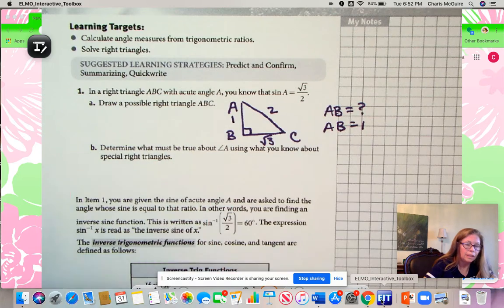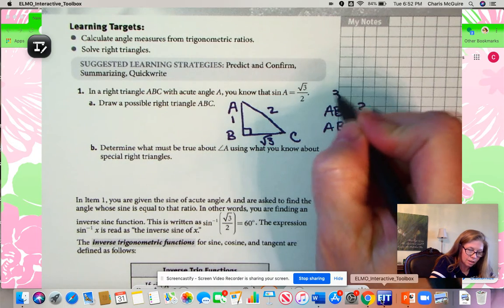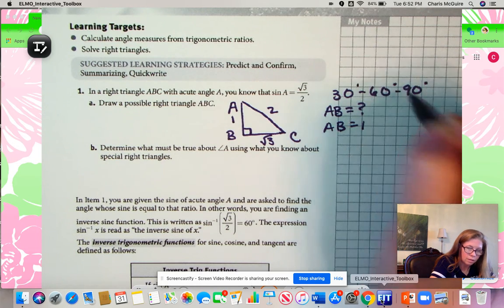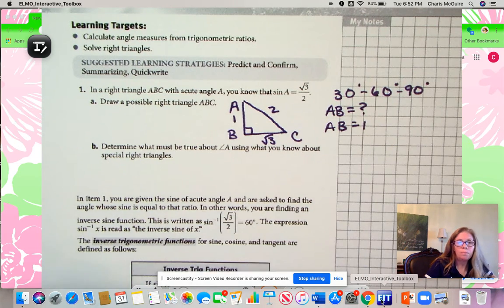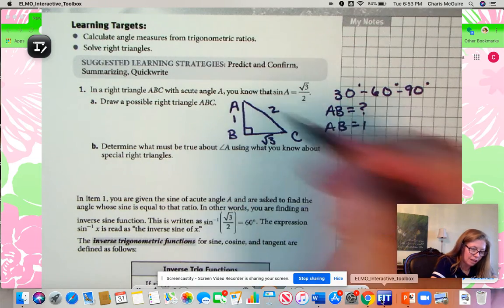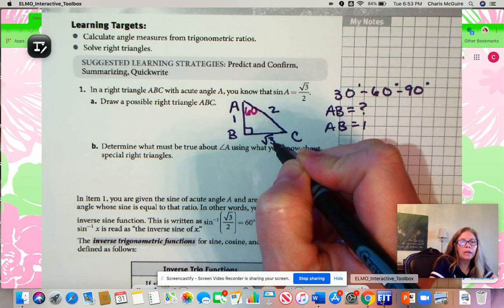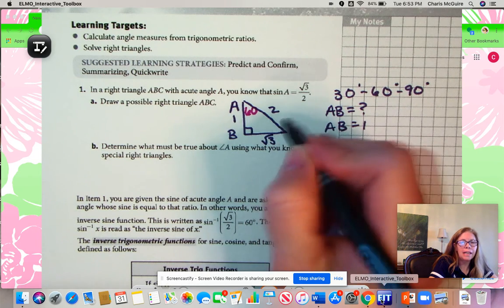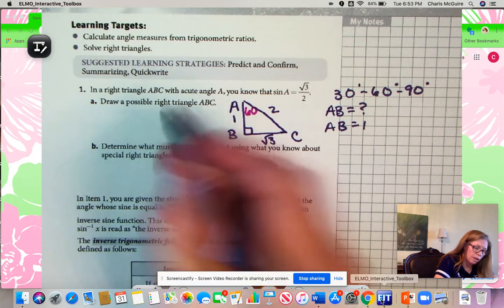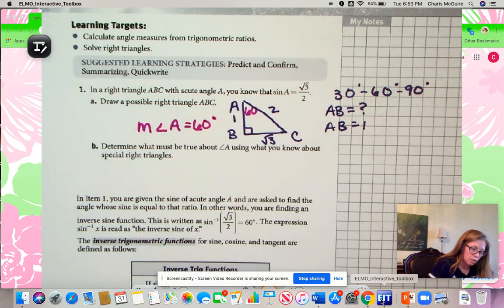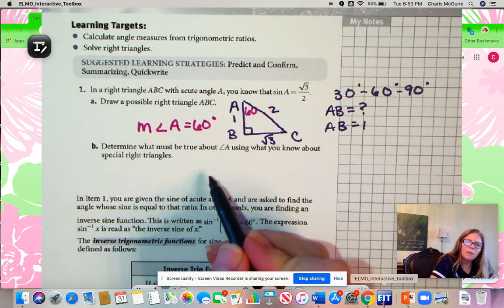This is definitely our 30, 60, 90 triangle. You should recognize that. So angle A would be how big? Yes, hopefully you said angle A would be the 60 degrees, right? Because it's opposite the square root of 3. So we're going to use this idea to work out, so we could find that the measure of angle A equals 60 degrees. Oh, so that was part B, sorry.